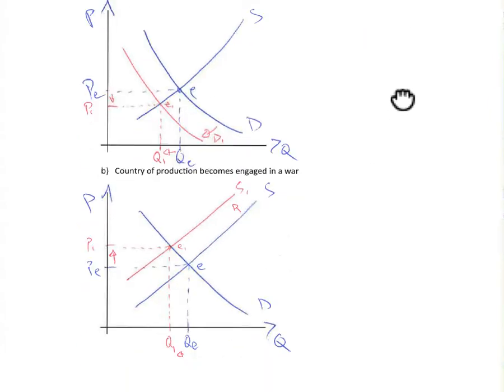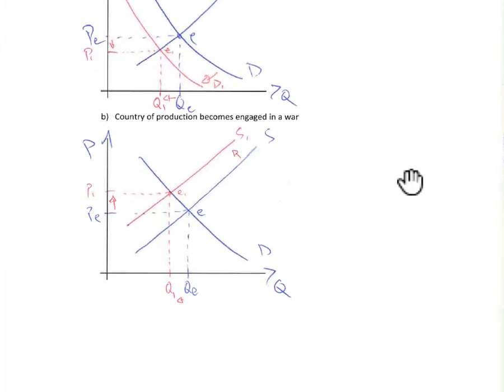Let's look at the next situation. Country of production becomes engaged in war. So again, most of our graphs will start with our baseline supply and our baseline demand. Again, quantity and price, supply and demand are labeled. So if the country of production becomes engaged in war, it's likely that facilities may become destroyed, people may die, all those kinds of things. And so therefore, supply is likely to be reduced.